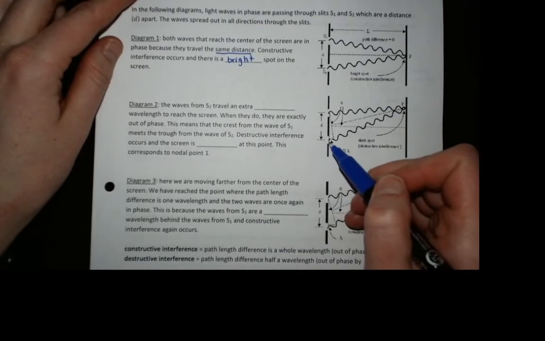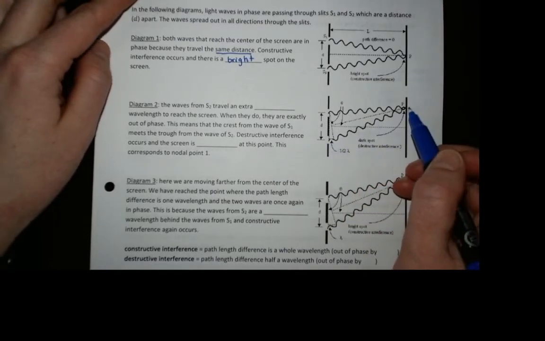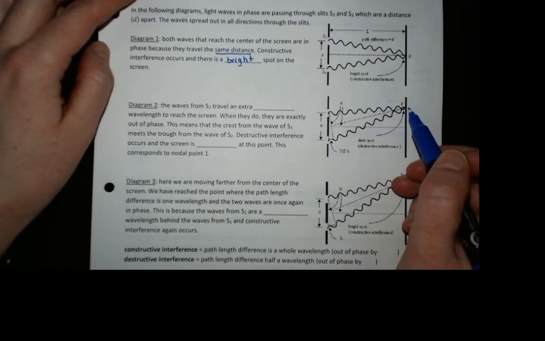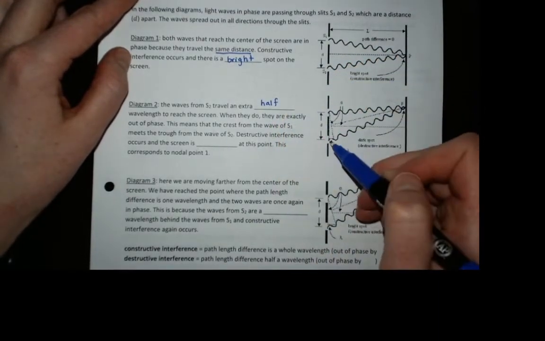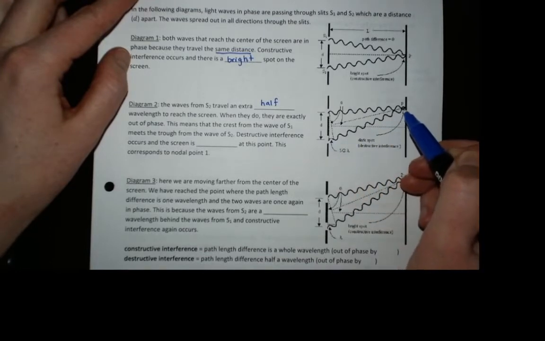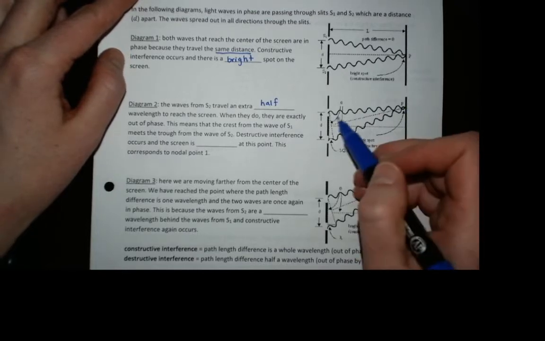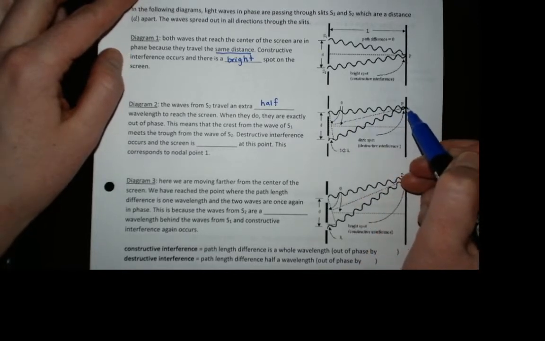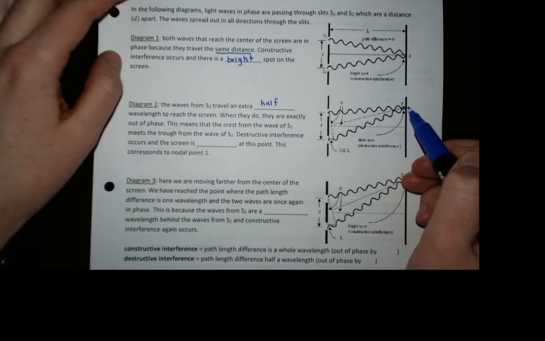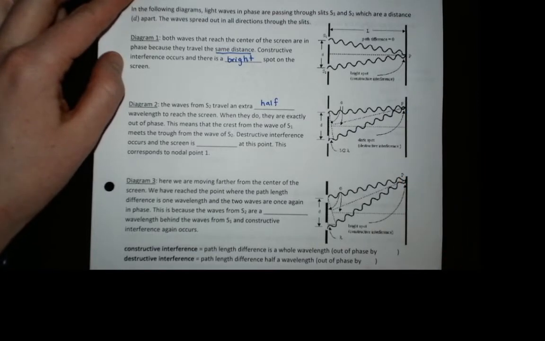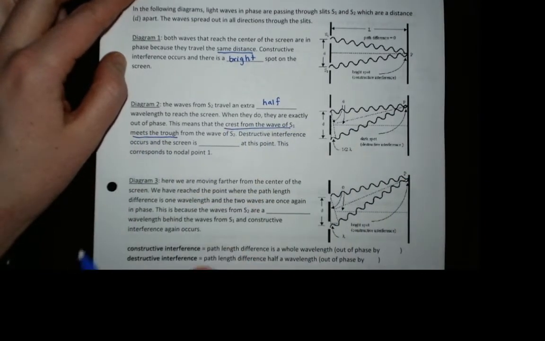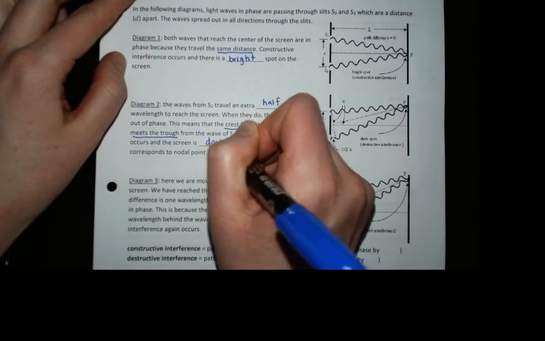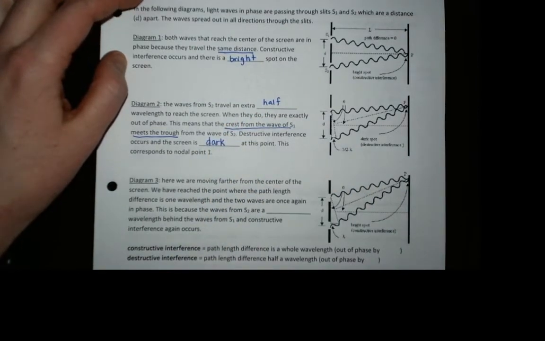In diagram 2, we have those waves traveling slightly different distances. From source 2 to the screen, they're traveling a little bit further. They actually travel an extra half of a wavelength to reach the screen. So if you look, it reaches about halfway through its cycle between crest and trough. So we actually end up with them canceling each other out. The crest of one wave meets the trough of the other. So crest meets trough, destructive interference occurs, and we get a dark screen at that point.